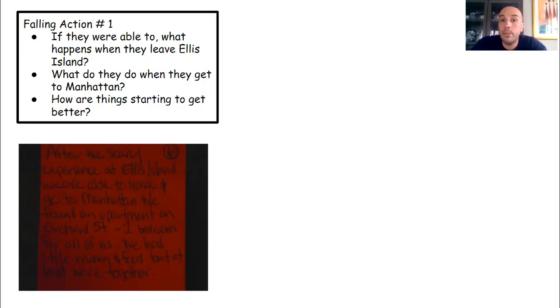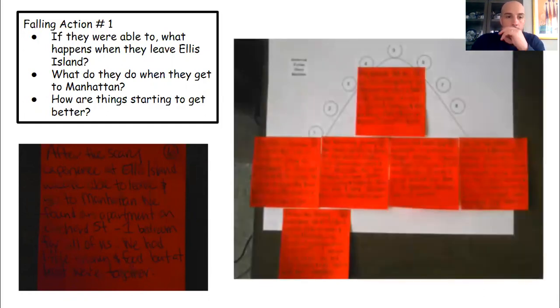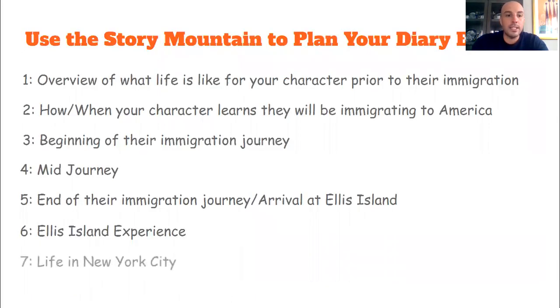A one-room apartment for the entire family, for all five of them. They had little money and food, but at least they were together. So do you see how I'm reinforcing that theme? That family is one of the most important things in life. And you really want to do that. Once you know your theme, you want to put little dashes of your theme throughout the story because that really links the story together. So once I summarize this event on my story mountain, I take it, I place it on my story mountain like so. Now it's on to my second falling action.